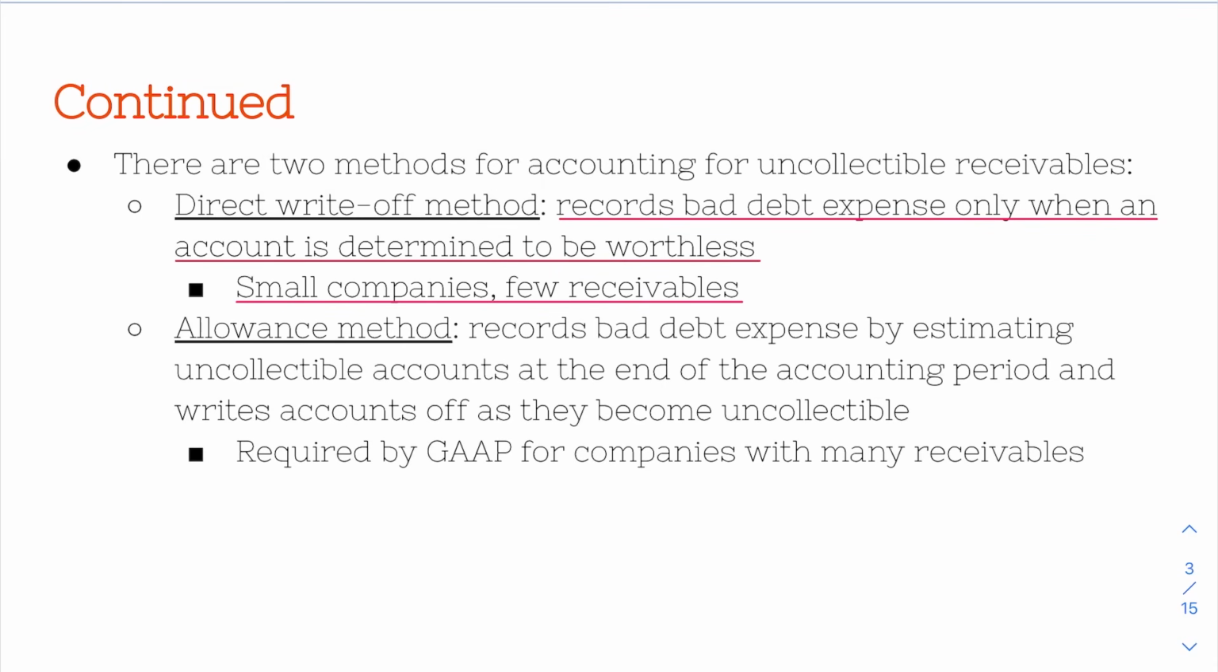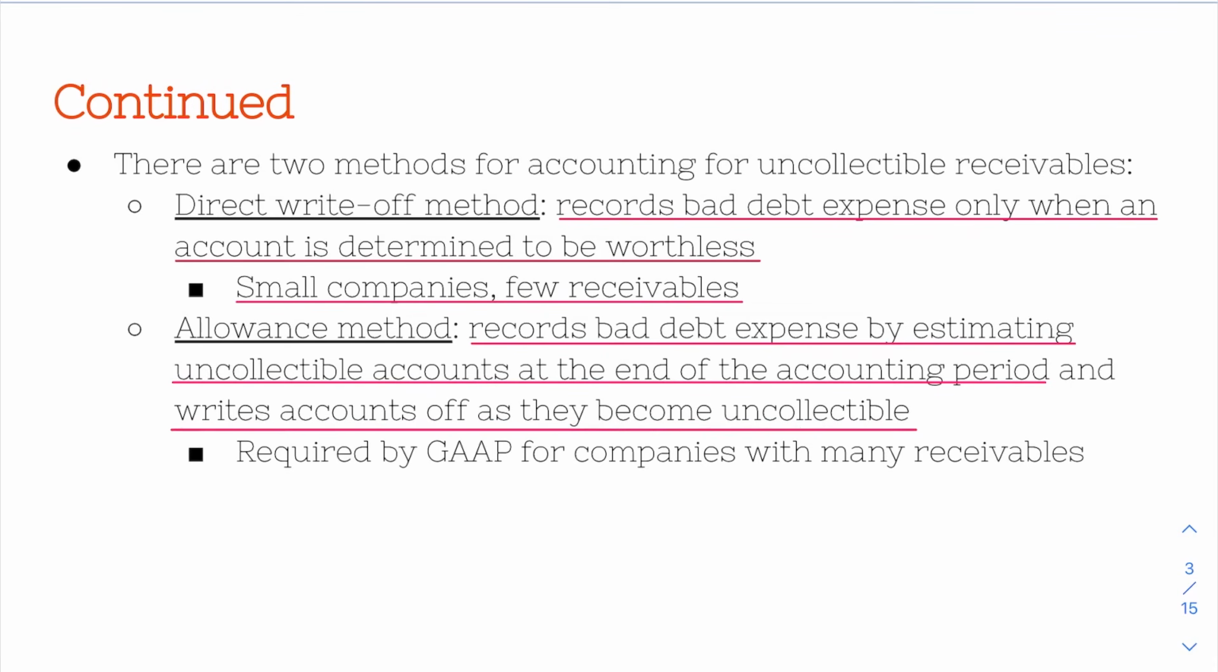So instead, there's what's called the allowance method. So the allowance method records bad debt expense by estimating uncollectible accounts at the end of the accounting period, and then after that, we write off accounts as they become uncollectible. So we are going to do an estimating entry at the end of the period, and then the next period, as they become uncollectible, then we'll write them off. The allowance method is required by GAAP for companies with many receivables.